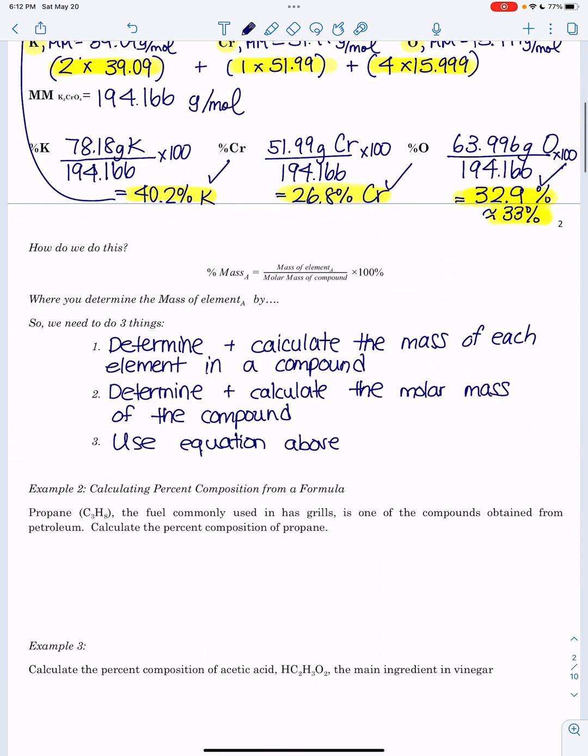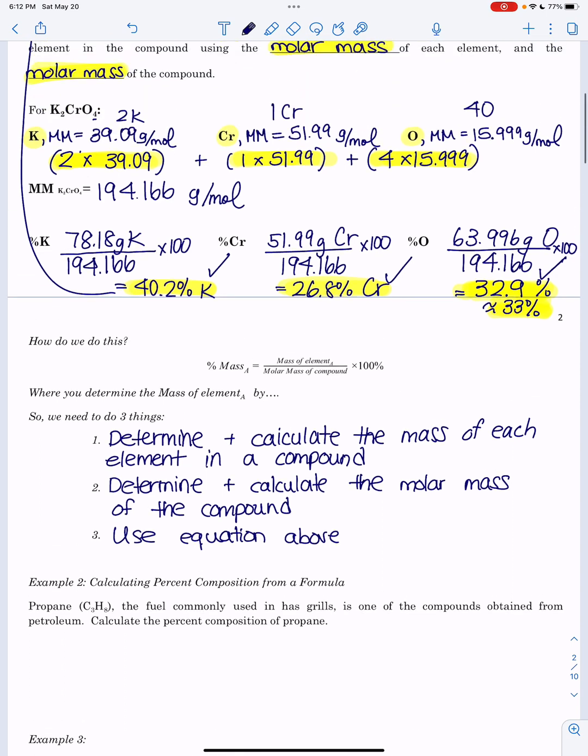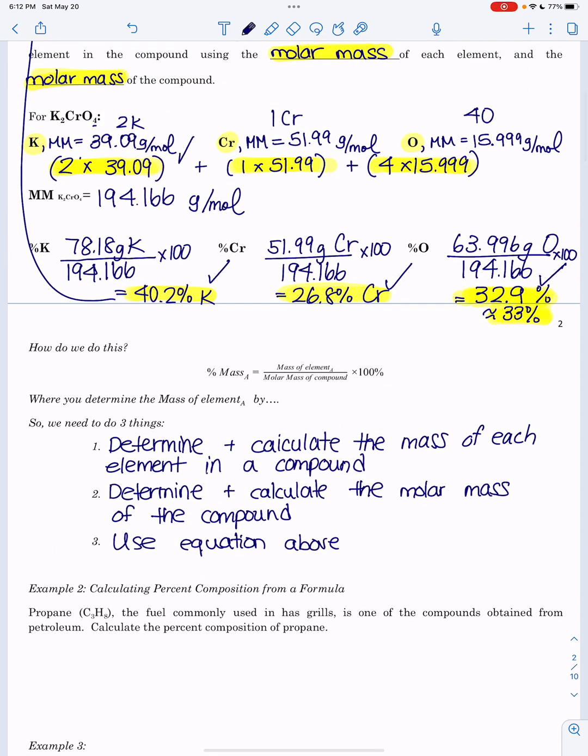So how do we do this? And you could write this down. You could pause, get it right here. We determine and calculate the mass of each element in a compound. So that's what we just did. That's what this step was. We get the mass of each element.